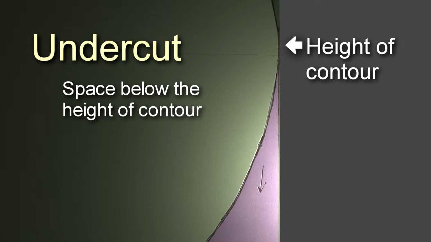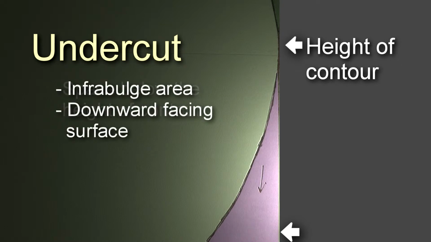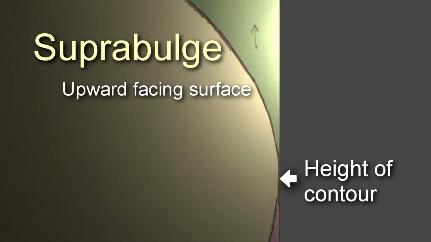Undercut is the portion of a surface or an area of space below the height of contour. Undercut can be represented as a triangle with its point at the height of contour and its base on the horizontal plane. Undercut is also known as the infrabulge area or downward facing surface. The upward facing surface above the height of contour is known as suprabulge.